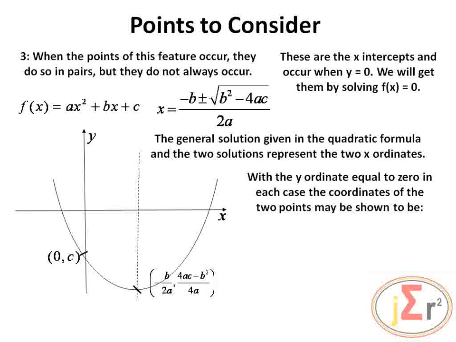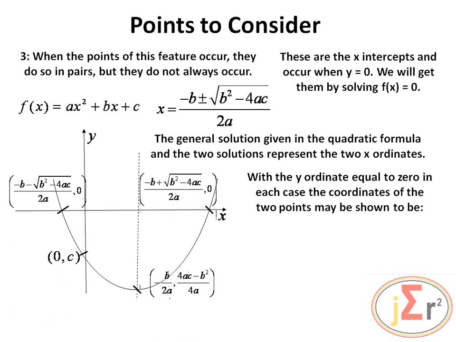So, with the y ordinate equal to 0, in each case, the coordinates of the 2 points may be shown to be, that's one, and that is the other. So these are the 2 points where the curve crosses the x-axis. So the x ordinate of 1 will be minus b minus the square root of b squared minus 4ac over 2a, and the y ordinate will be 0. And the other one, exactly the same thing with the exception of the positive sign here.